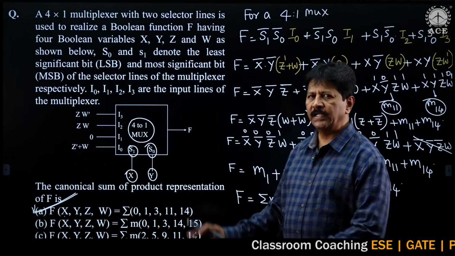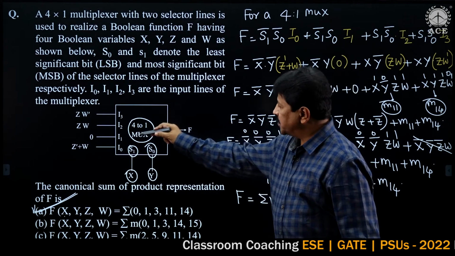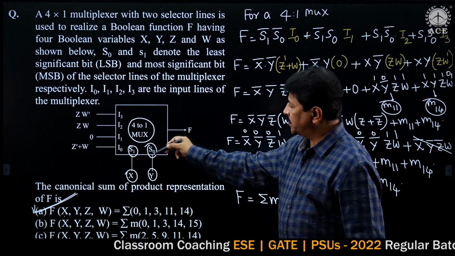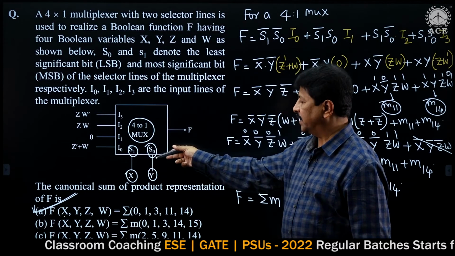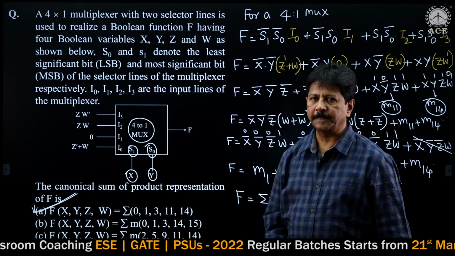Okay. So it is very simple. Use the standard expression of your multiplexer and substitute all the inputs and selection lines, then you will get the appropriate answer. Okay.